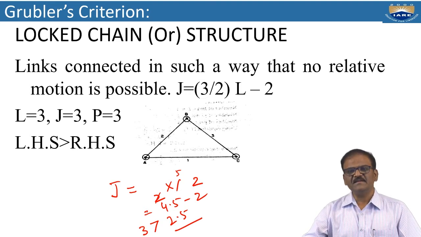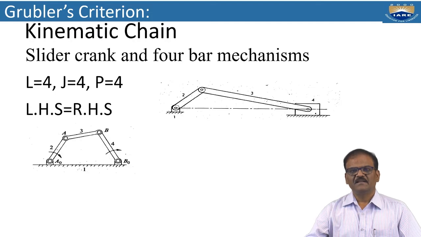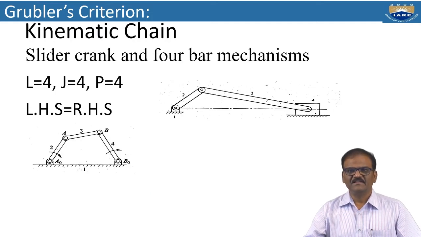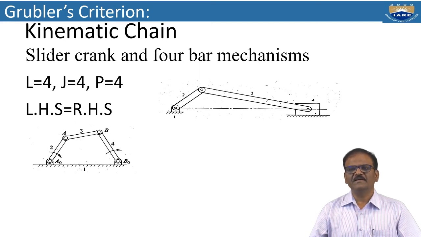Then when you go for the next one, a kinematic chain, the slider crank or 4-bar mechanism, in which link 1 is fixed and A0 and B0 are the fixed points. Link 2 rotates clockwise, link 4 rotates in the clockwise direction, and link 3 is a coupler link connecting links 2 and 4.